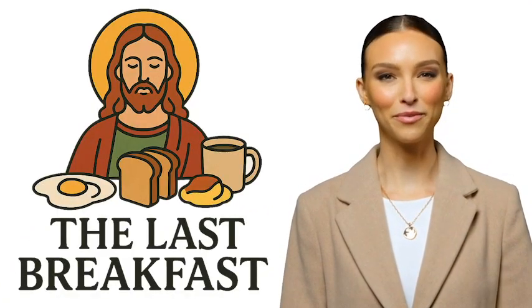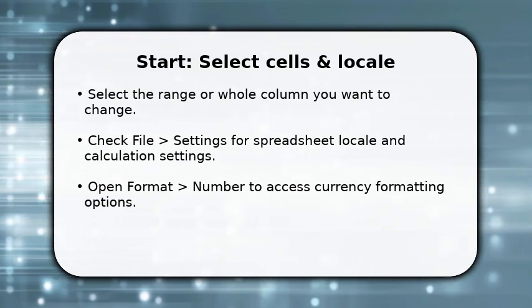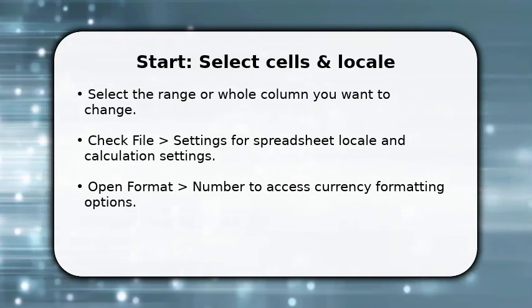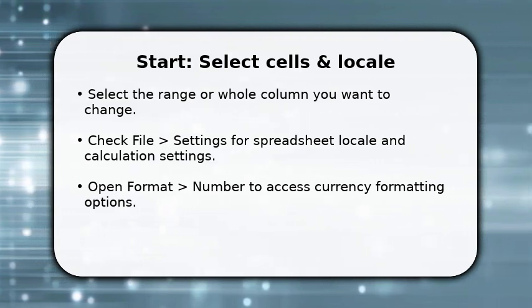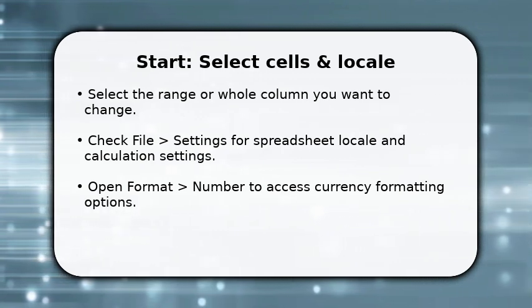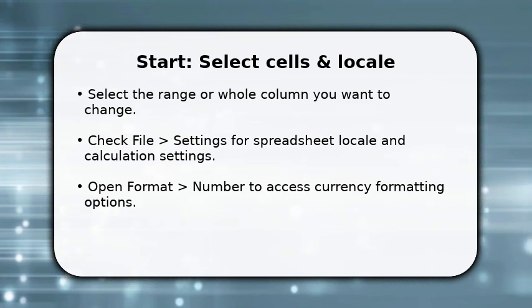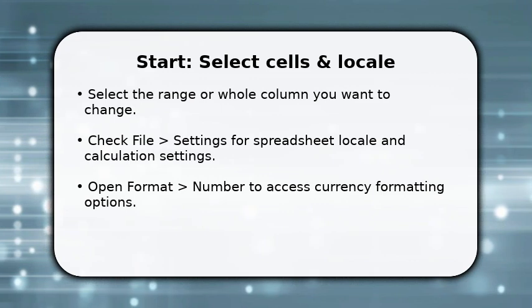Please enjoy the video. You start by selecting the cells or column that need a new currency symbol. Once selected, make sure the spreadsheet locale matches the currency region. This affects default symbols. Next, open the Format menu, choose Number, then hover over Currency to see preset symbols. If you need a symbol not listed, don't stop, use More Formats.